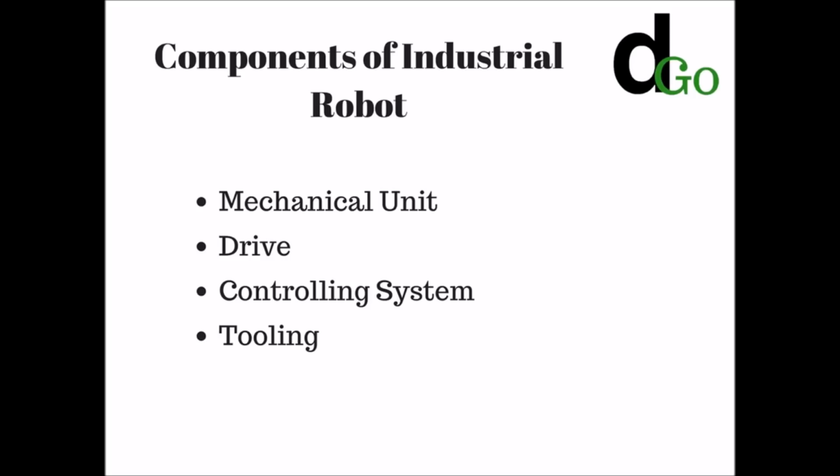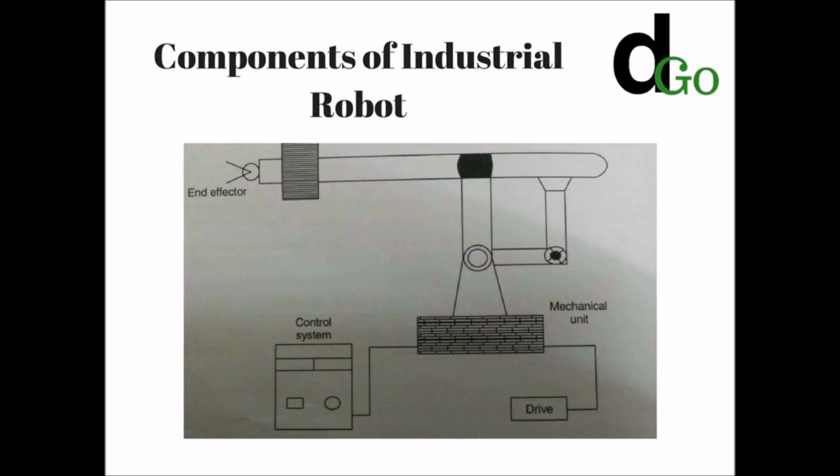Components of industrial robot: there are 4 components of industrial robot. One is mechanical unit, then the other are drive, control system and tooling. Yeah, you can see the diagram.